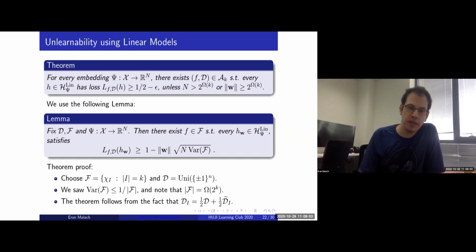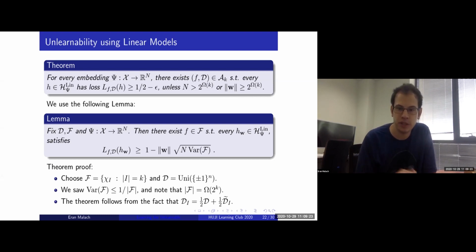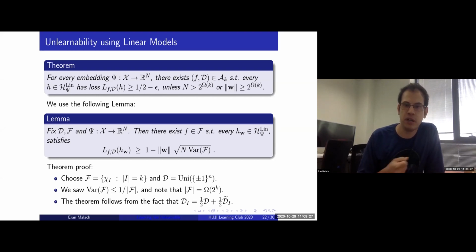And to show the negative result, we just plug in the results on parities that we had in the previous part of the talk. So we know that the variance of parities is very small. Therefore, you cannot approximate parities with linear methods in this form. And by the definition of the distribution family, this shows us that linear methods cannot approximate this parity problem beyond a fixed level.